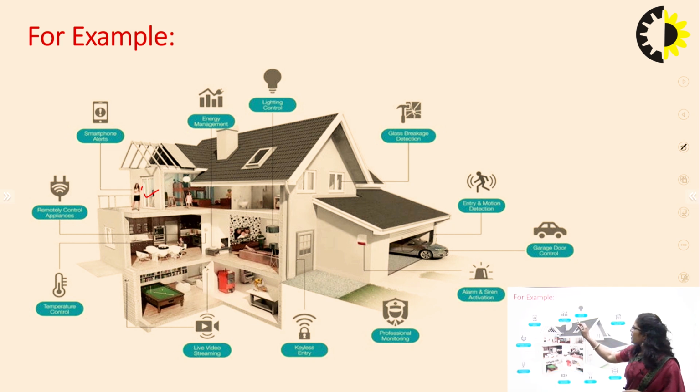If I'm talking about lighting control, if you are using smart lights, then definitely if you are working during the day, the light automatically gets off, and as it gets darker, as night falls, the light is automatically on. This is the concept of smart light. So through this example we understand the concept of sensors.